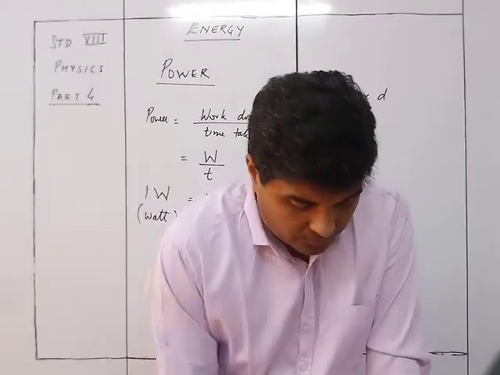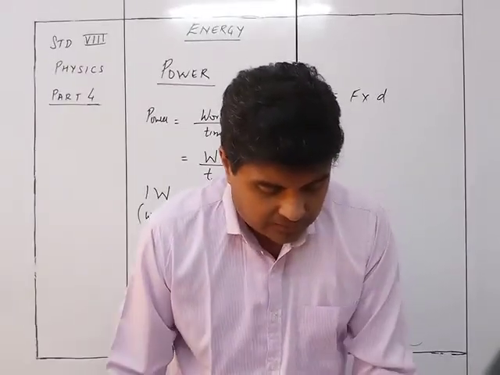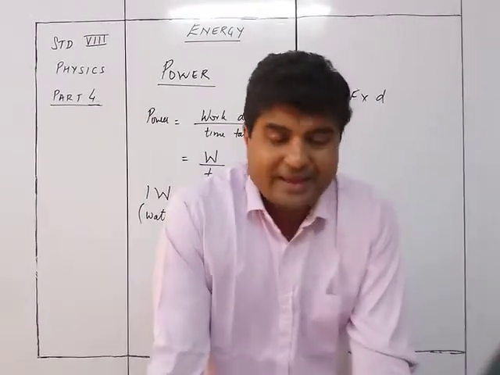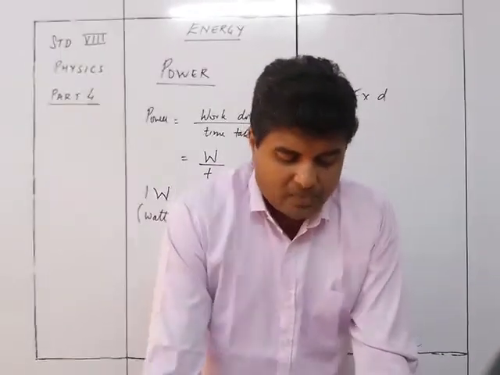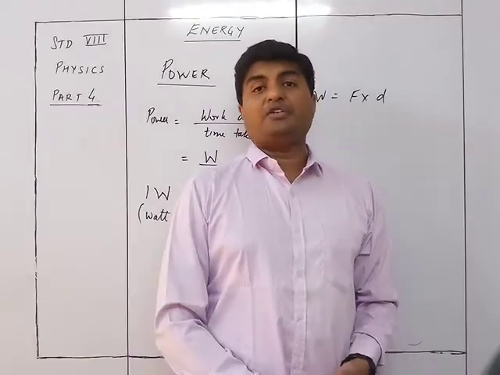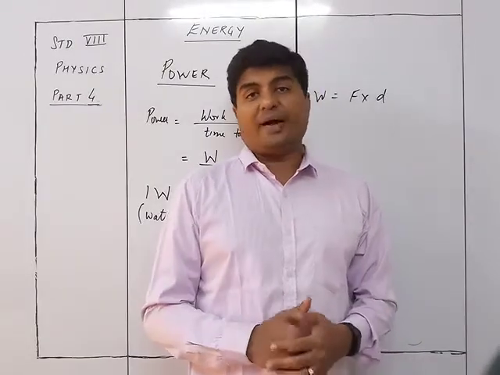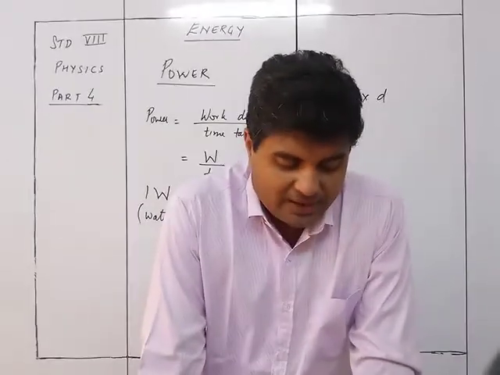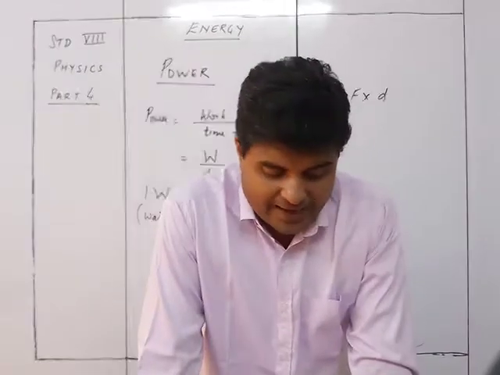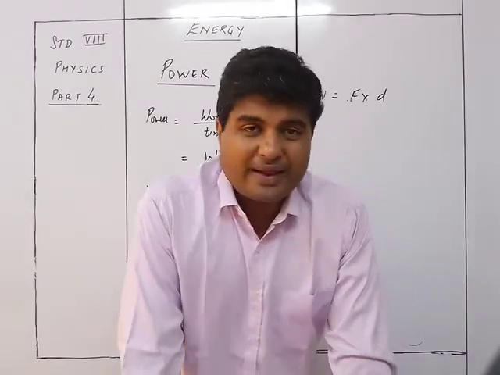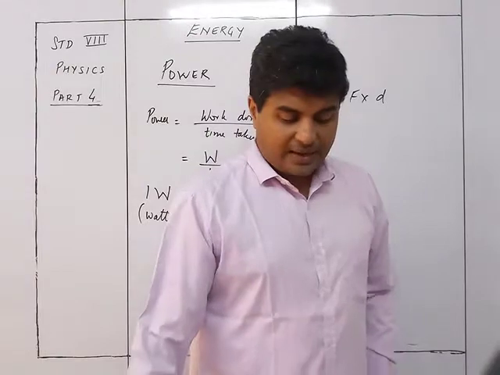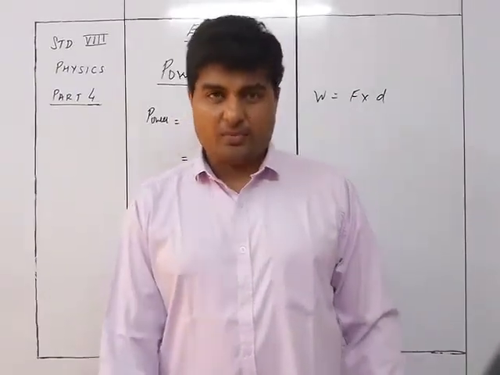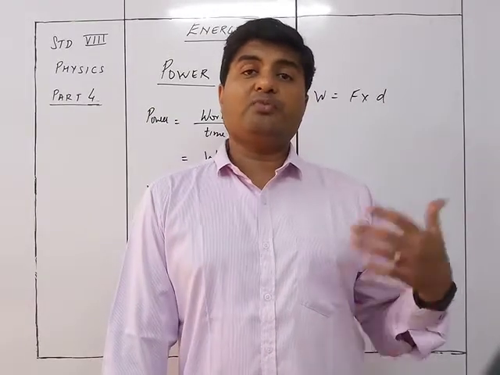So we see over here that the work done by both the coolies is the same, but the power spent by coolie A is twice the power spent by coolie B, because coolie A does the work at double the rate. Double the rate means he has taken half the time. Okay. Double the rate means double the rate of doing work.